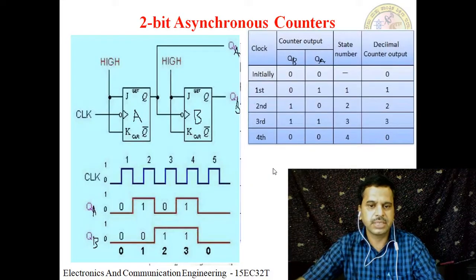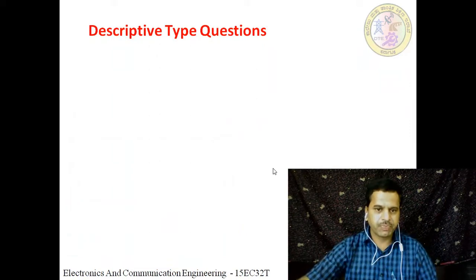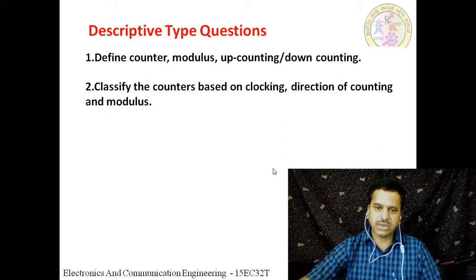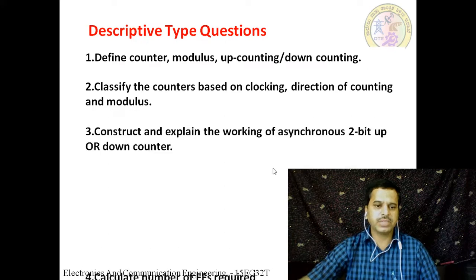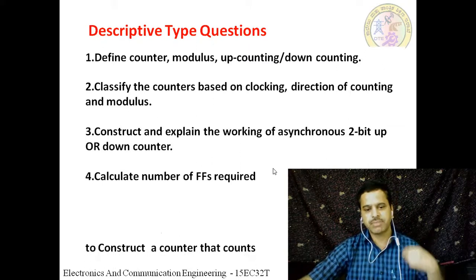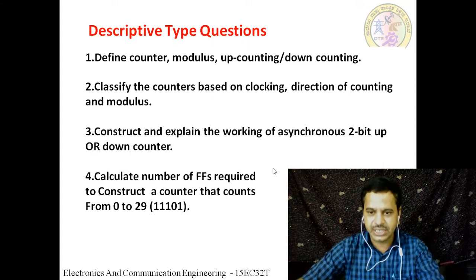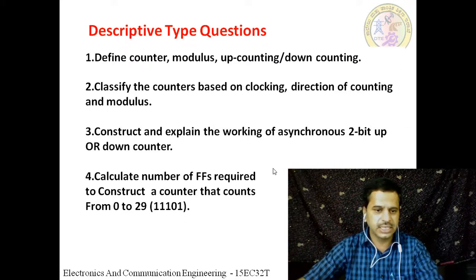Next, what are the possible questions that you may get here? Define counter. Counters based on clocking, direction of counting and modulus. You may also get the question: construct and explain the working of a 2-bit asynchronous up or down counter. Then calculate the number of flip-flops required to construct a counter that counts from 0 to 29. Such questions you may get in the examinations.